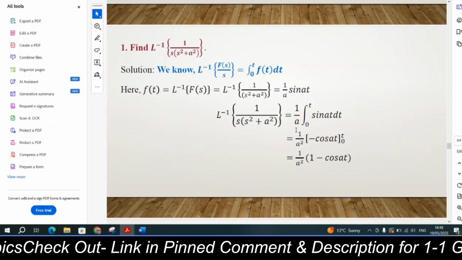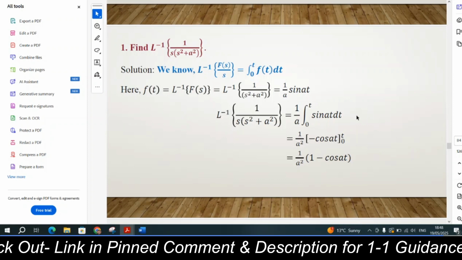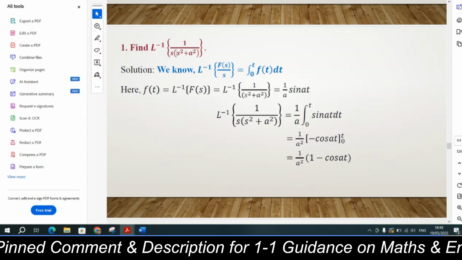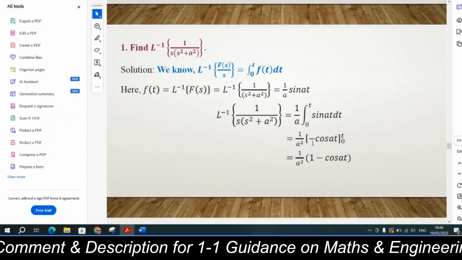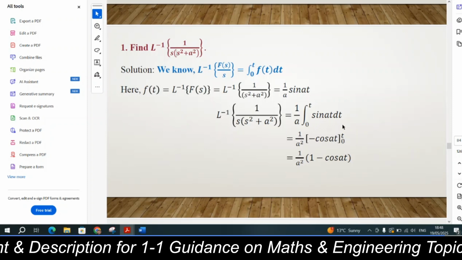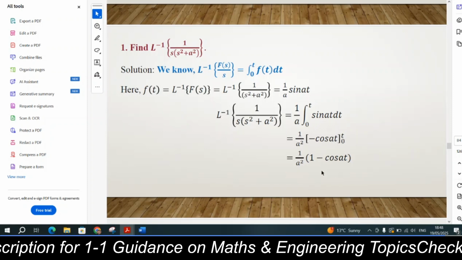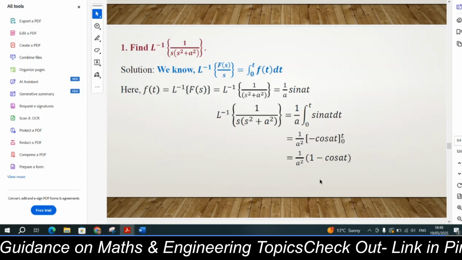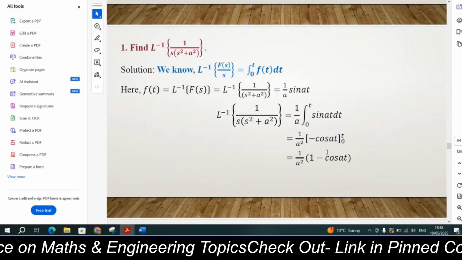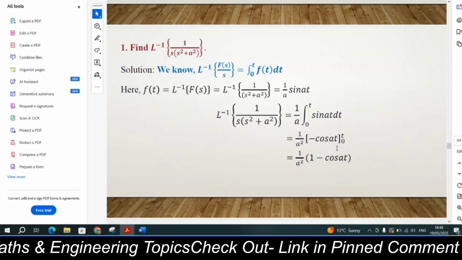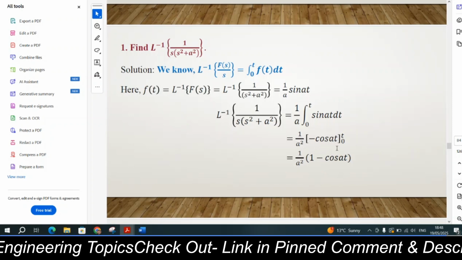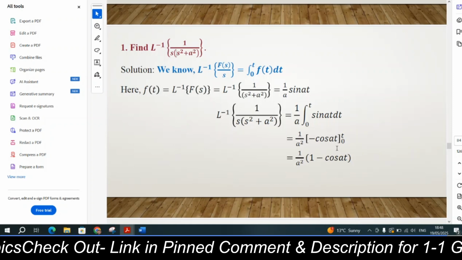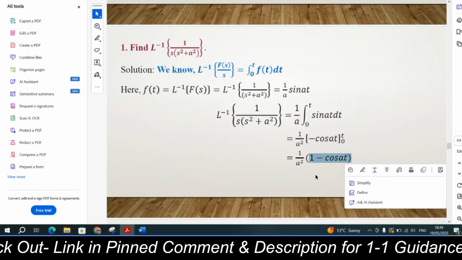Now we come to this particular problem. This is the last slide for today. Inverse Laplace of 1 upon s into s square plus a square. Now you have an s over here. You're dividing by s, so you can simply use this formula and write it as the integral from 0 to t of f(t) dt. Now f(t) in this case will be the inverse Laplace of 1 over s square plus a square, which is 1 by a sin at. So 1 by a is a constant and comes out. The integral from 0 to t. Instead of sin at dt, you should write sin au du preferably, and then the integral of sin is minus cos. So minus cos au from 0 to t.